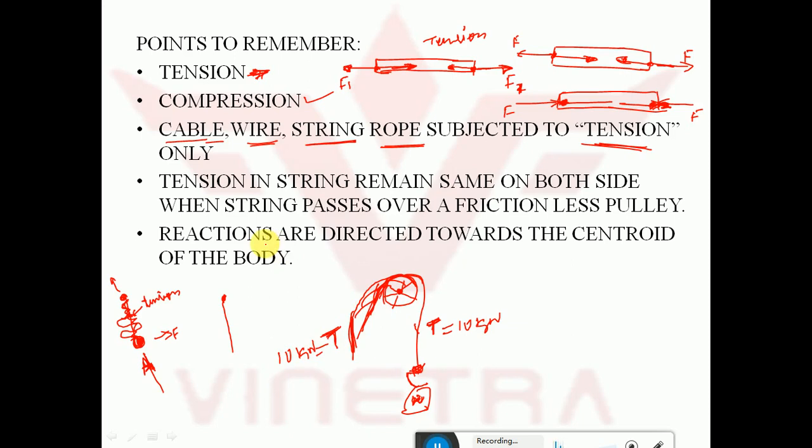Now the last one is that reactions are directed towards the centroid of the body. We will get a clear picture of this while solving the problems. Just remember that reactions are directed towards the centroid of the body. For example, this is a circular body, this is its center, so usually the reactions are directed toward the centroid of the body.